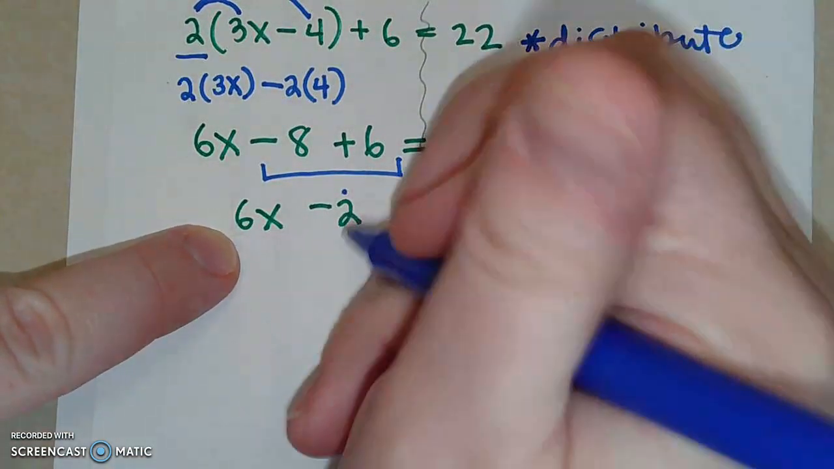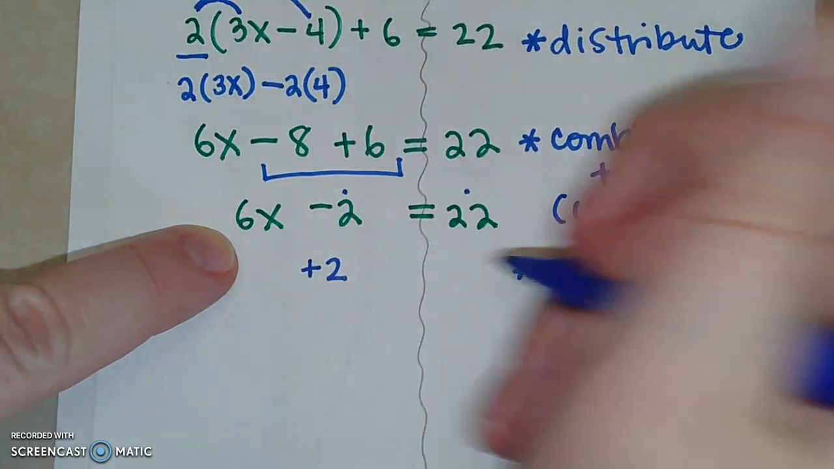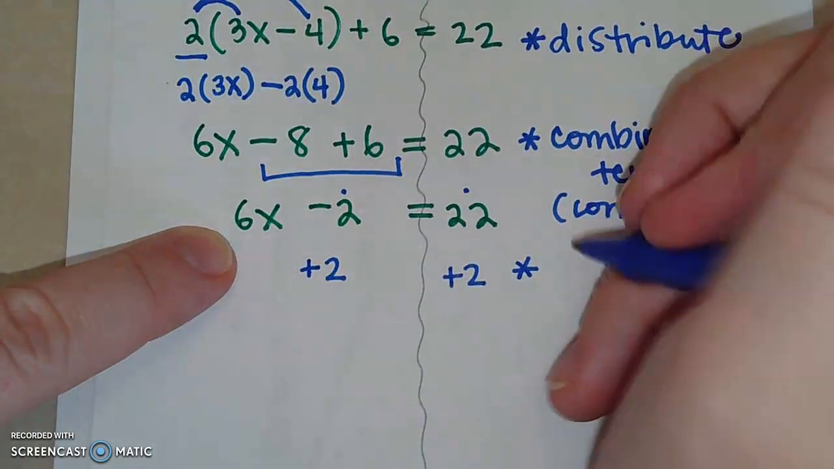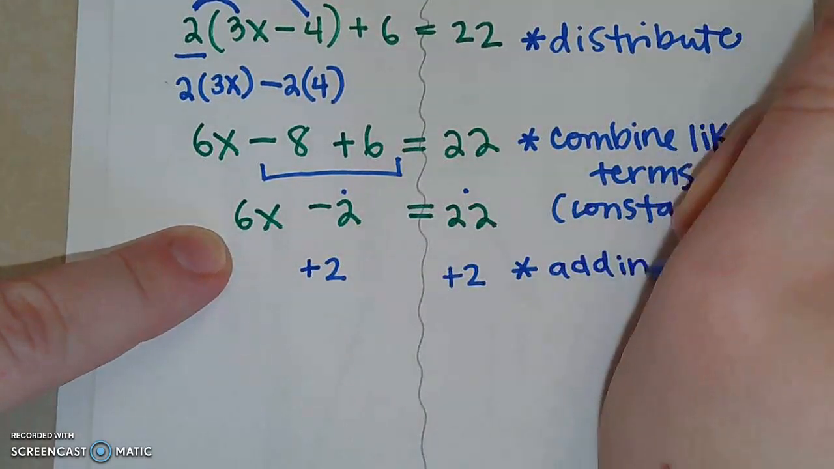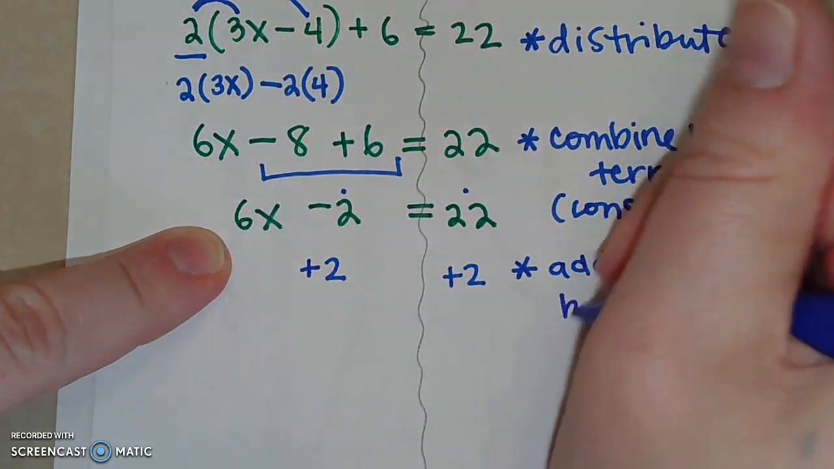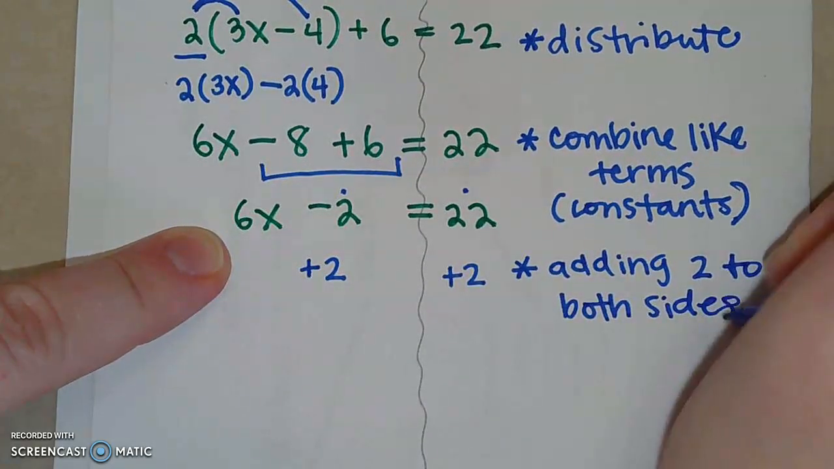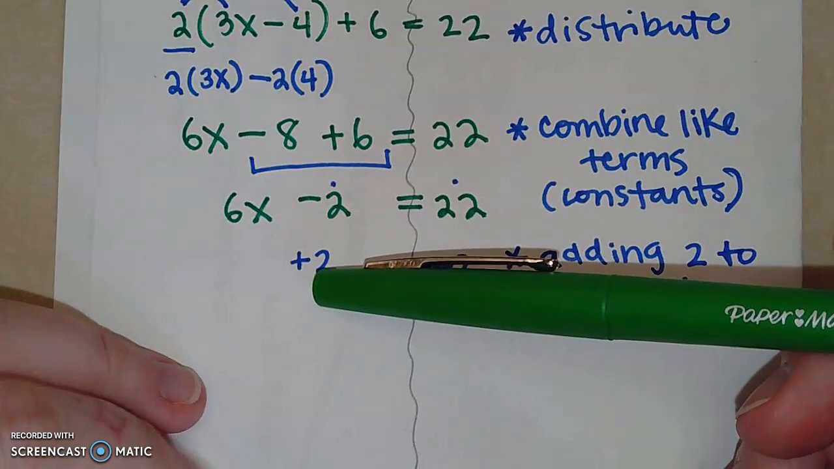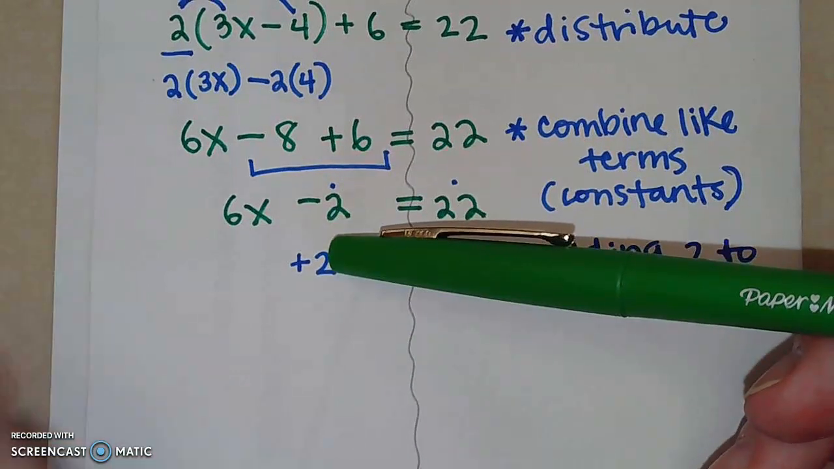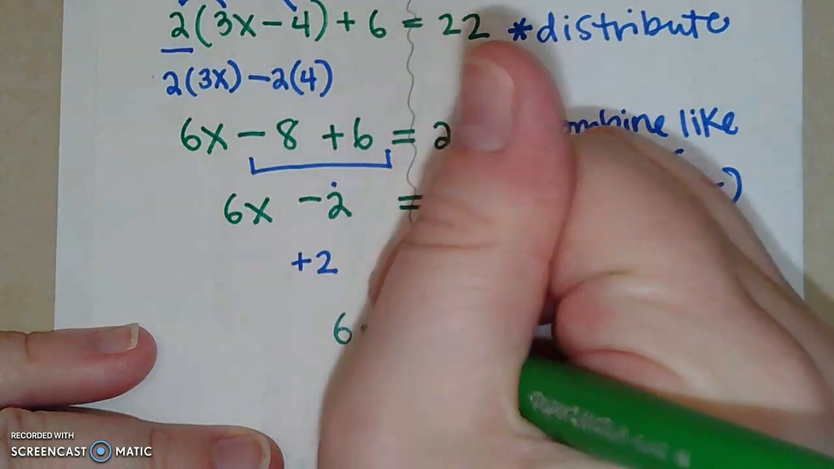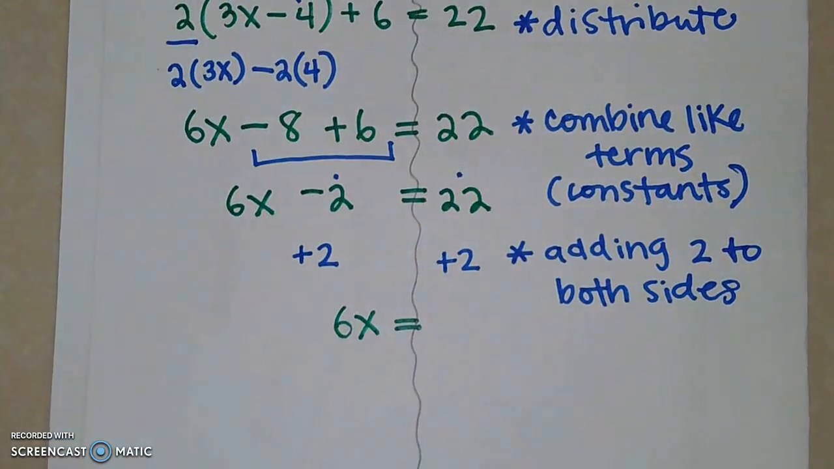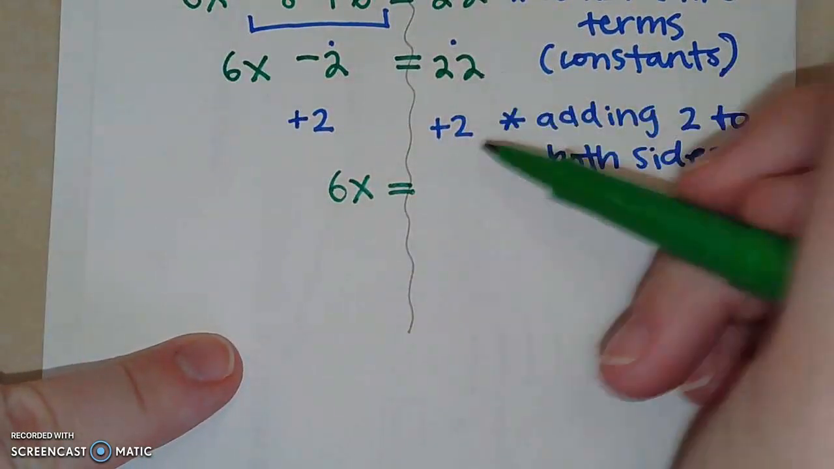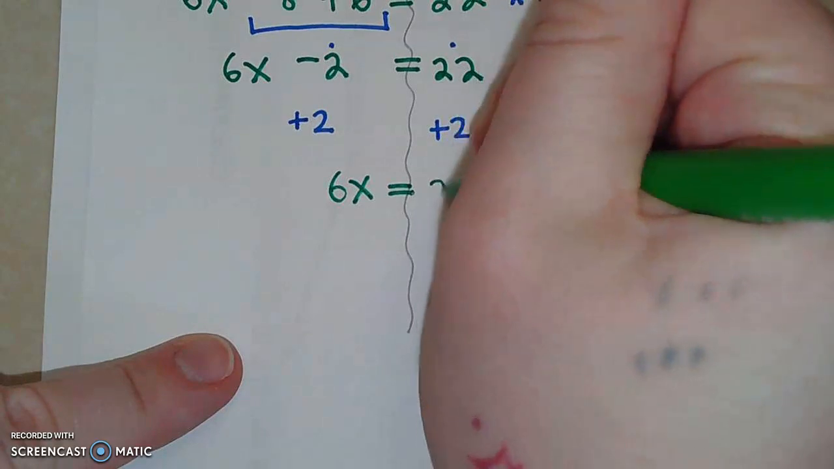So what I'm going to add to the left side is add 2. And like I said, we have to keep the equation balanced. So whatever I do to the left, I have to do to the right. So my next step is I am adding 2 to both sides. The reason I'm adding 2 to both sides is because -2 plus 2 equals 0. With those zeroing out, on the left I am now left with a 6x. And on the right, 22 plus 2 gives me 24.